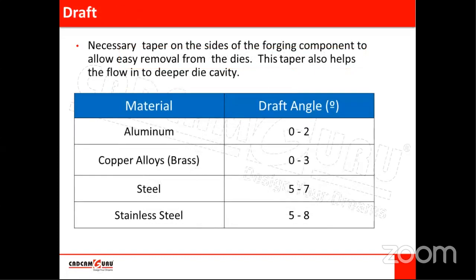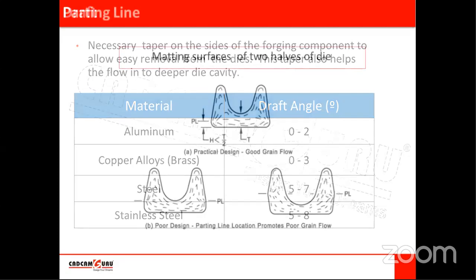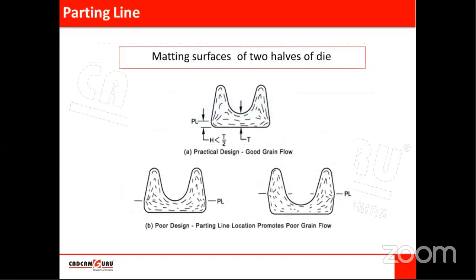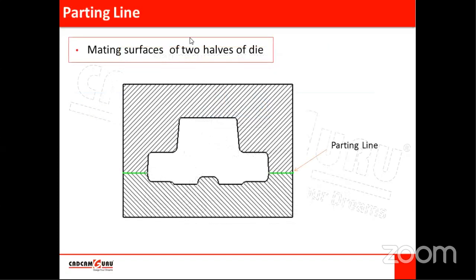Now these are the different draft angles. These are just guidelines for different materials. Different draft angles should be there. It is the necessary taper on the sides of the forging component to allow easy removal of the dies. So the use of draft angle is easy removal of the die. Due to this taper, the die will get removed easily.